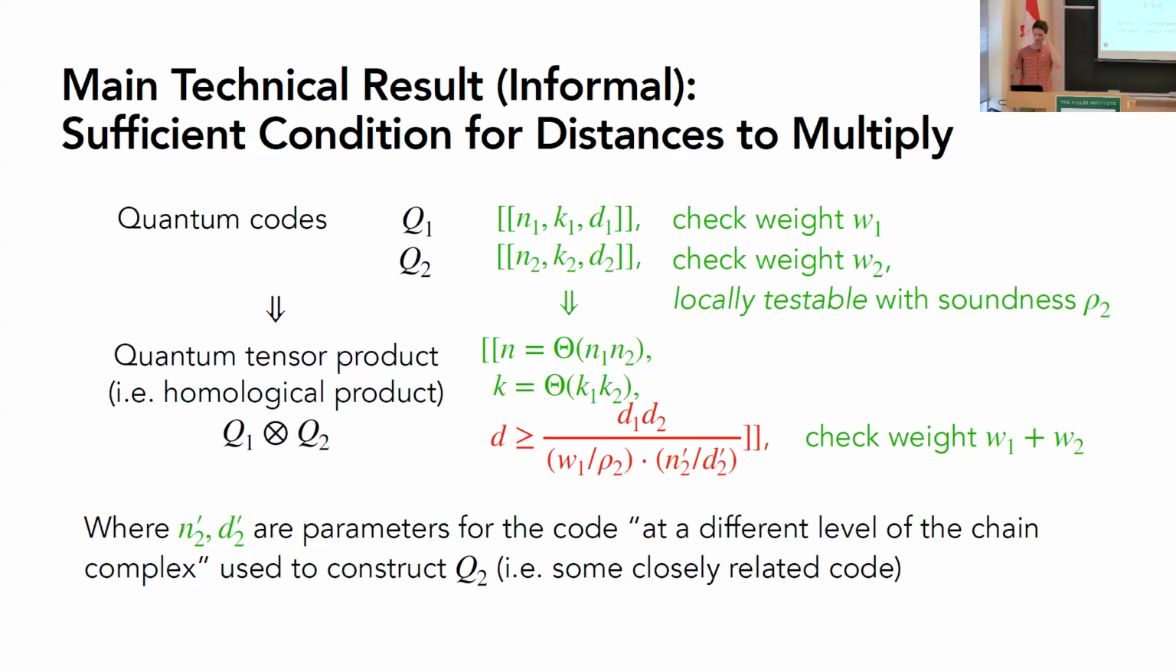So at a high level, the takeaway here is that if our two starting codes are LDPC, they have low weight checks, and one of them is locally testable, then all of a sudden we can ensure that the product of these two quantum codes gives another quantum code with distance scaling as the product of the distances of the input codes.